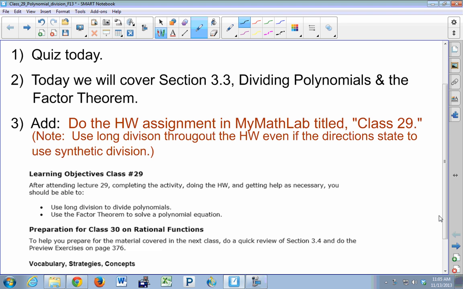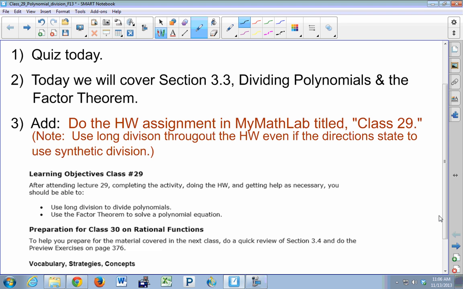I do not cover synthetic division. However, some of you might read that section and decide you like synthetic division better than long division. I do not care which one you use. They both will give you the same results. They're just a different approach. So if you prefer to use synthetic division, okay. But most of the homework I selected for you is going to involve long division. Again, you can substitute one for the other to get the right answer.